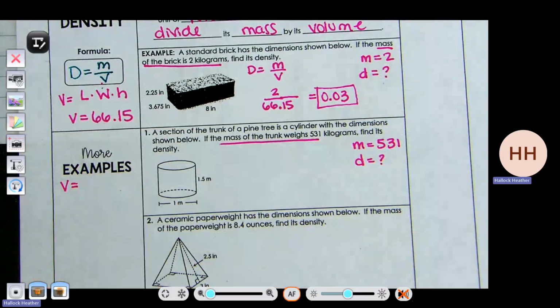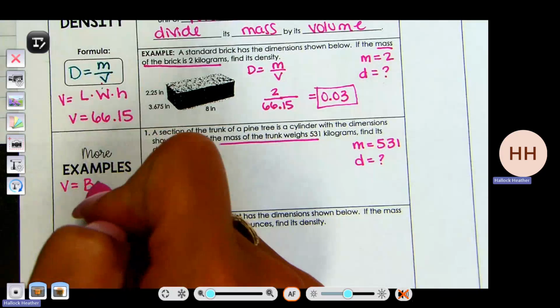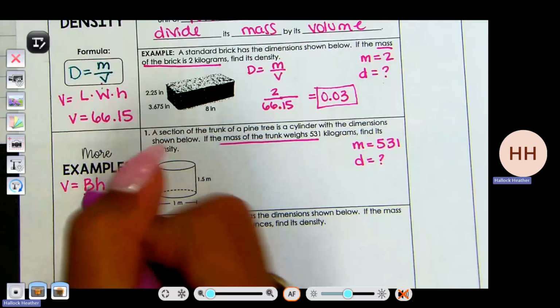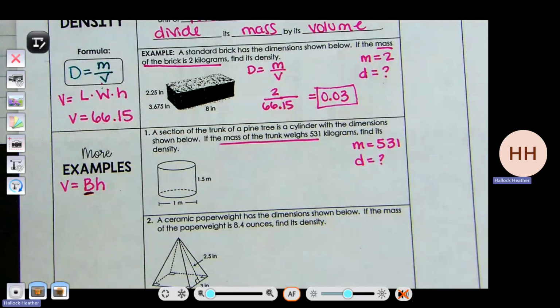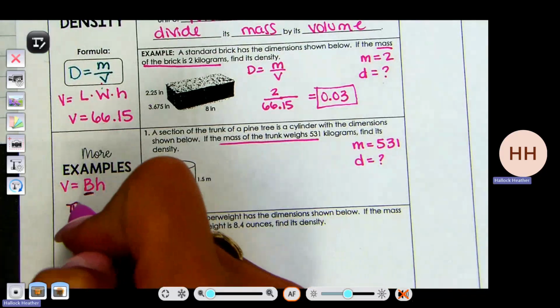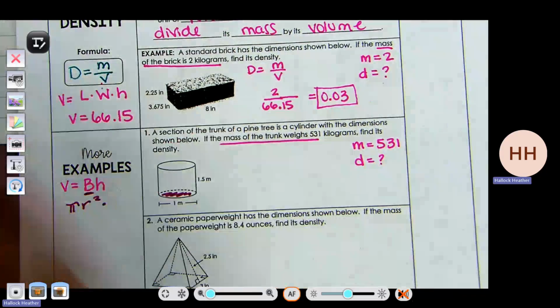So if you look at your blue sheet, what's your formula for volume of a cylinder? B times H, big B times H. And this formula keeps coming up because the formula is basically the same. Big B changes. The big B changes to what? No, because it's not a square. Pi r squared because it's a circle. So pi r squared times height.